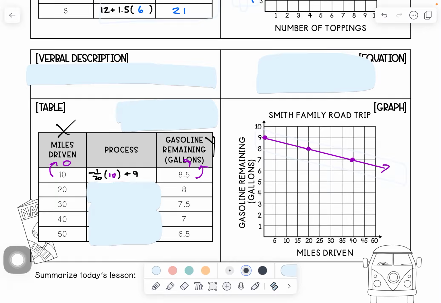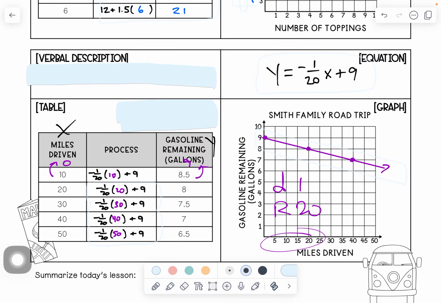Well, once I had the graph, it made it easier to find an equation, because on the graph, I can see that my y-intercept is 9. I can see that I'm going down 1, right 20. Okay, so be careful there. It is down 1, right 20, based on how the x-axis is counting. So now that I have my graph, which I can get from my table, it's easier for me to write my equation. So negative 1 over 20, x plus 9. All right, that allows me to fill in the rest of my table by using the equation I just came up with.